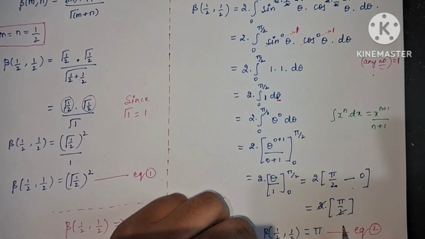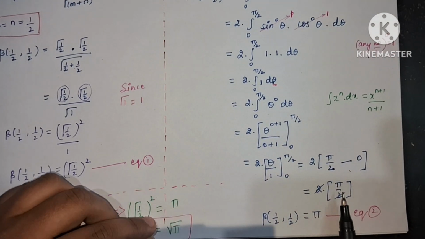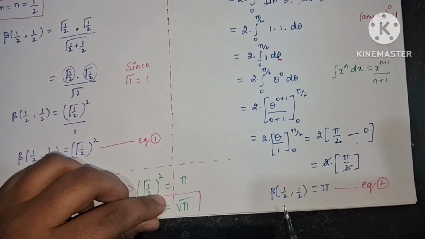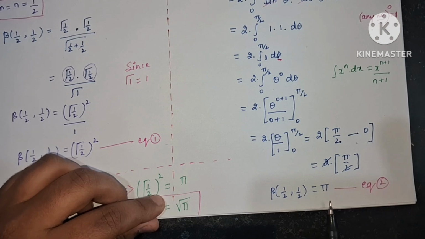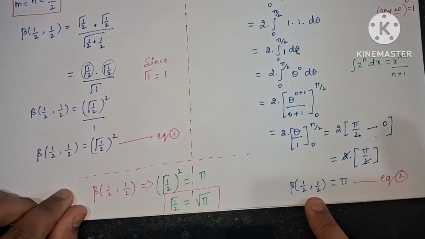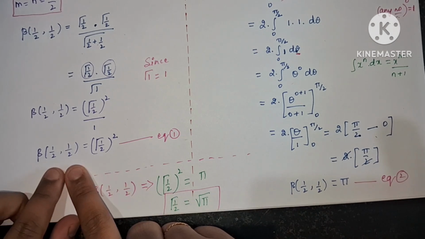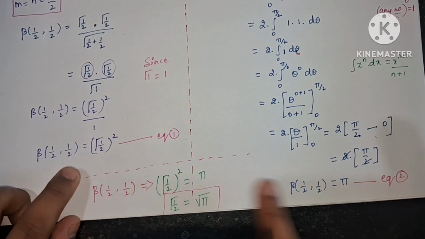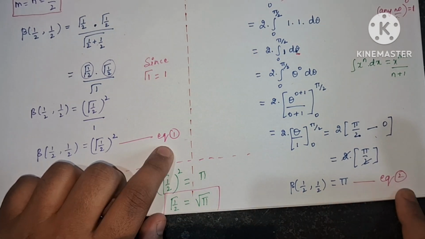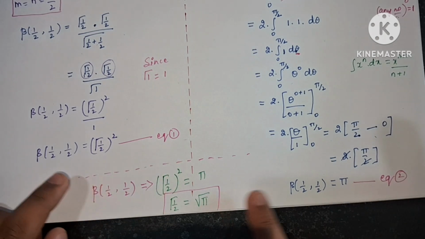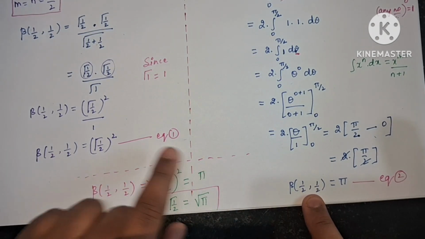Next, 2 and 2 get cancelled, and we are left with pi. So here we got that beta of 1/2, 1/2 is given by pi. Further, we can't take it over, but this is also beta of 1/2, 1/2, and this equation is also representing beta of 1/2, 1/2. So from both equations 1 and 2, I can equate these two terms because our LHS is equal.